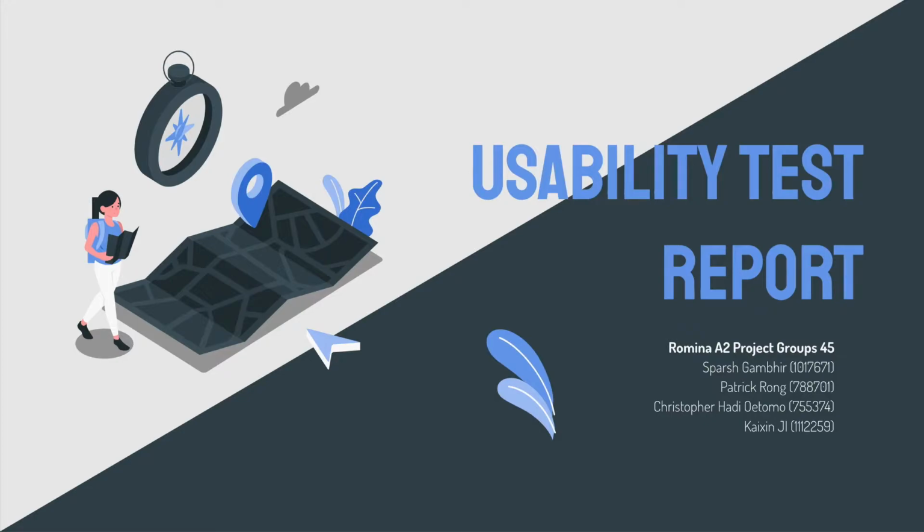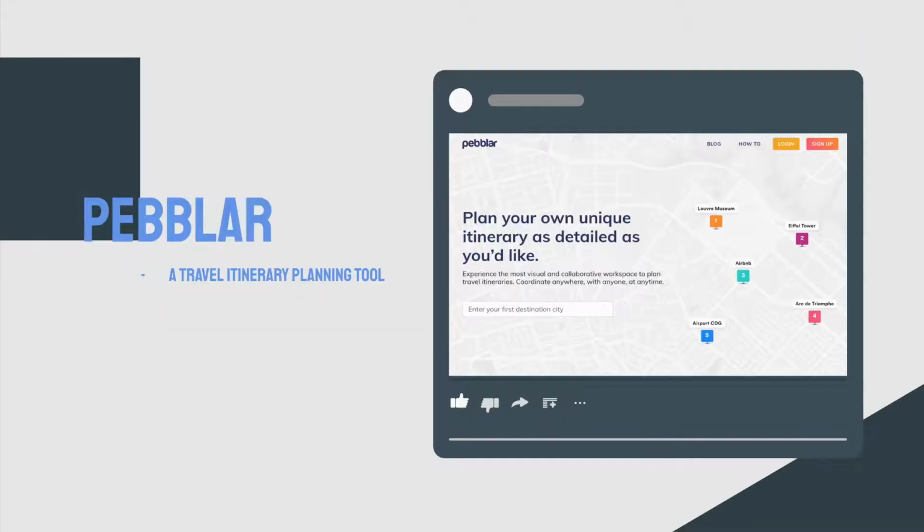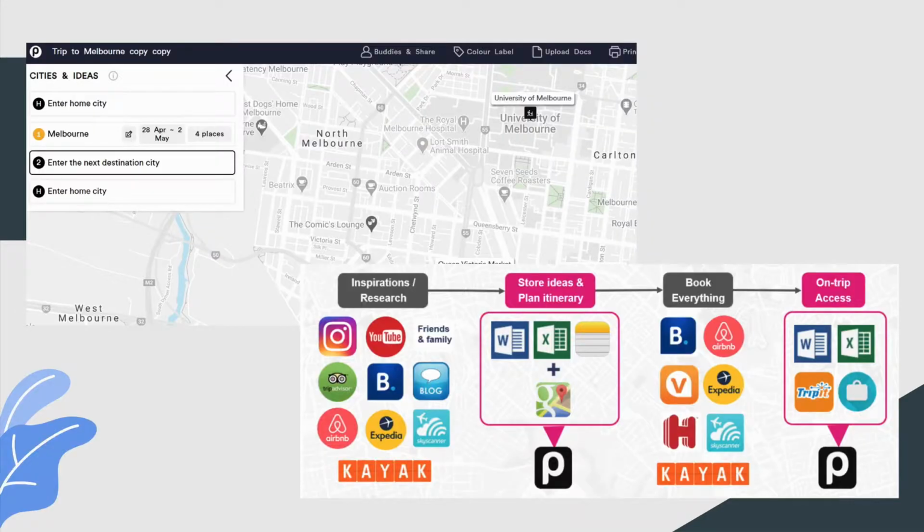Alright, let's give you a bit of insight on what Pebblar is. Pebblar is a map-based itinerary maker which is based on the real-life trip planning process. Pebblar lets users create, visualize, and track their journey on a single, simple map view. And the best feature is that you can do real-time collaboration with your friends on the very same itinerary.